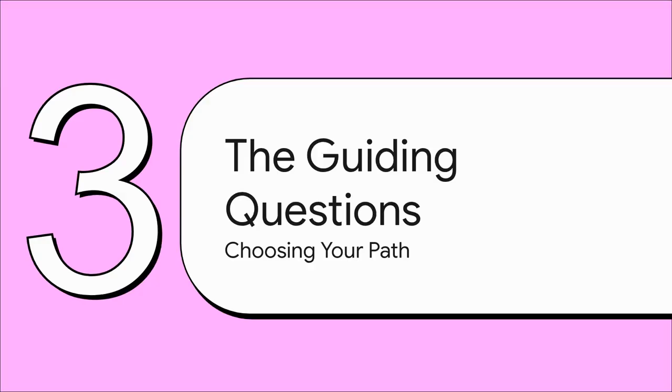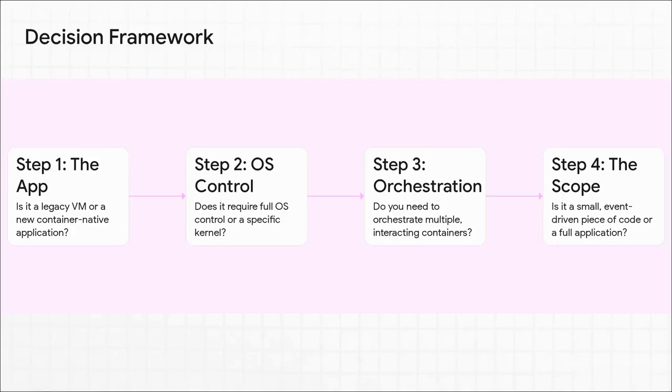Okay, so we've walked the spectrum, we understand the options. Now for the most important part, how do you actually choose? Let's move from all this theory to a concrete, actionable framework. Here are the 4 questions to ask yourself. Step 1, just start with the app itself. Is it a legacy monolith or is it modern, container native code?